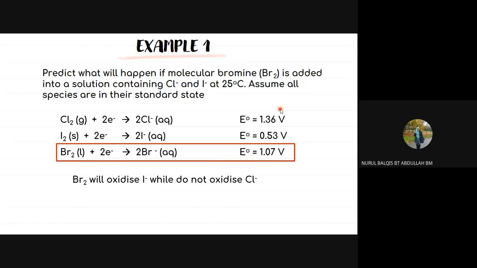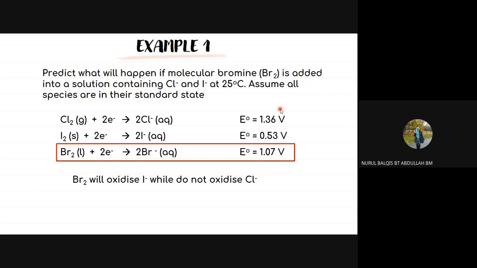Both can become the oxidizing agent. How are you going to oxidize the other species yang lebih kuat daripada awak? That's what is meant by this statement. Br2 will oxidize I minus because the value is more negative and they are a better reducing agent, oxidizing agent. But then, if we want to compare Br2 and Cl2, Cl2 got far more strength than the Br2.